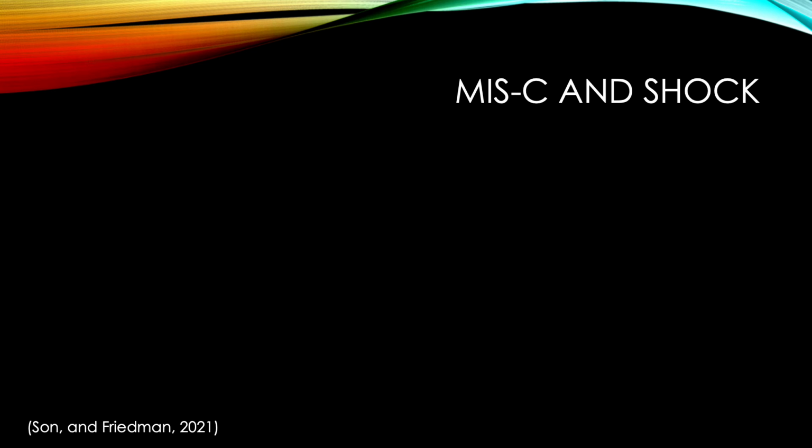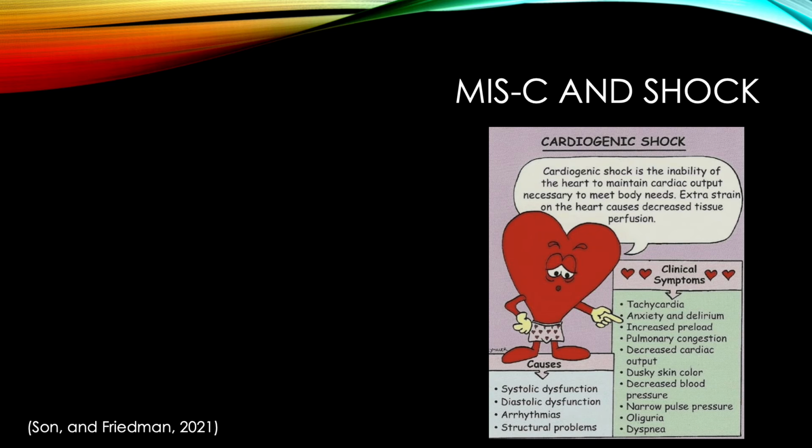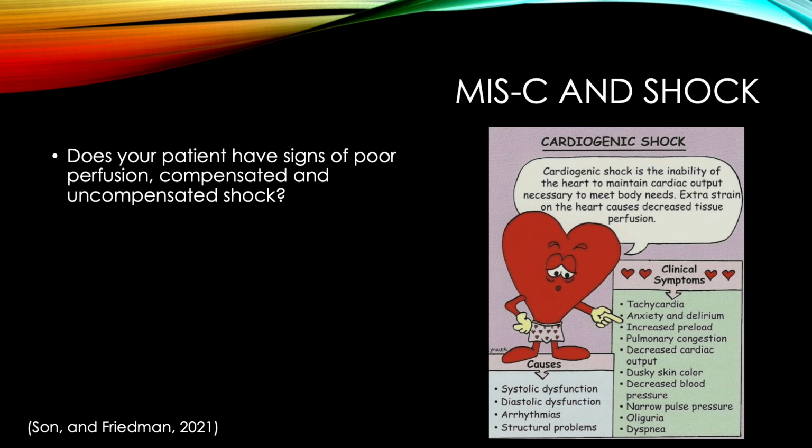So let's talk about shock. MIS-C affects the heart. Typically, you're going to see cardiogenic shock. So how is your patient looking? Do they have signs of poor perfusion? Are they compensated or uncompensated? These are things that you need to look for.